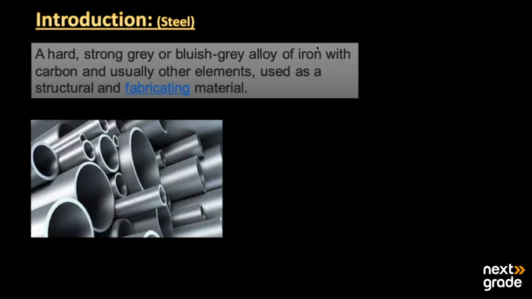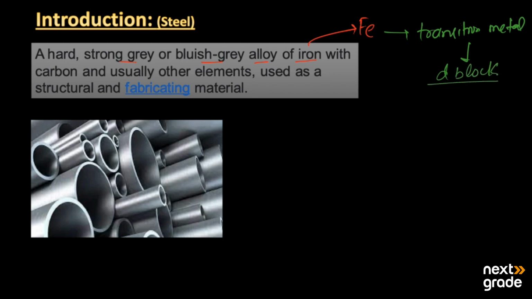So the topic that we will discuss today is the introduction to steel. When we talk about steel, it is basically a hard, strong gray or bluish gray alloy of iron. So it is basically made up of iron, and iron is a transition metal, belonging to the group of D block elements, with properties like that of iron.